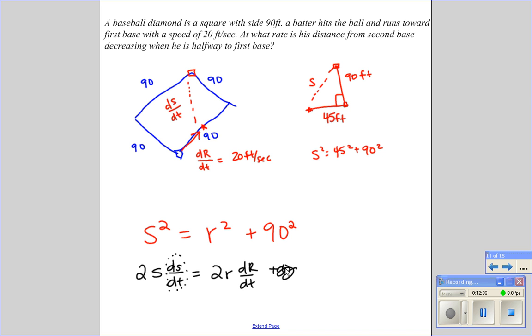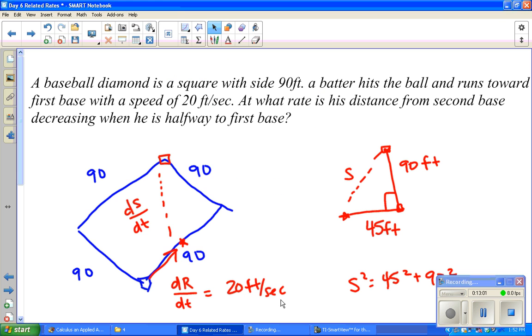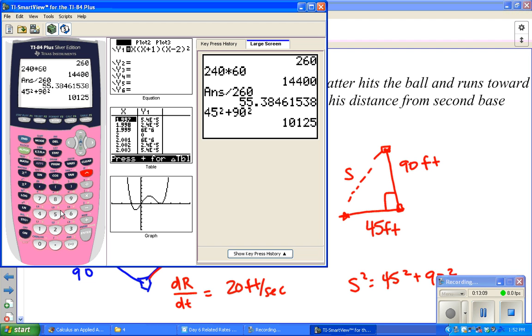So the steps were to draw the picture, so there's my pictures, drawn both pictures. To remember the equations, I decided to remember Pythagorean theorem. To evaluate the derivative, and then to determine the stuff that you know. So let's determine the stuff that I know. So 2s, I can determine s because of this Pythagorean here, because s squared is equal to 45 squared plus 90 squared. So let's figure that out real quick. 45 squared plus 90 squared, and then take the square root of that.